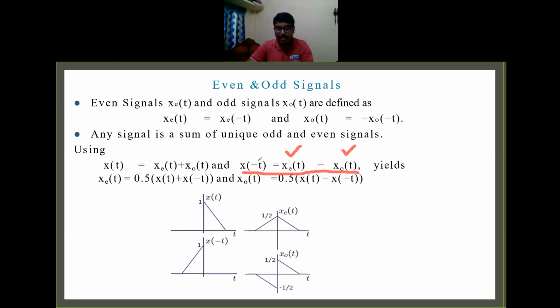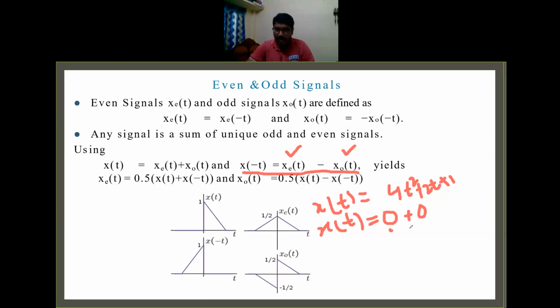That means I have x of t equals 4t square plus 2t plus 1. This is my equation, 4t square plus 2t plus 1. So I am saying x of t is a combination of even plus odd.